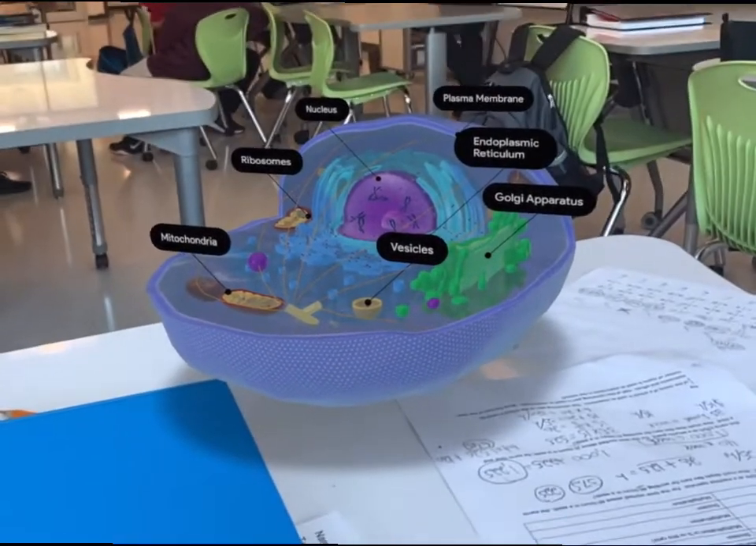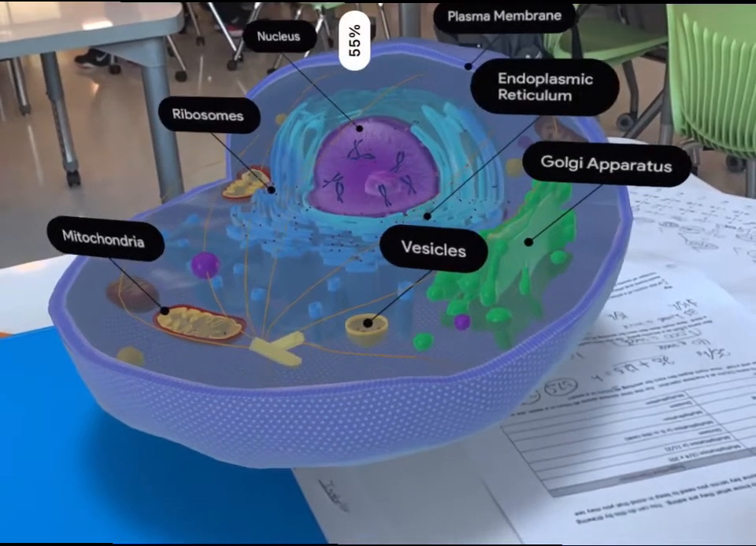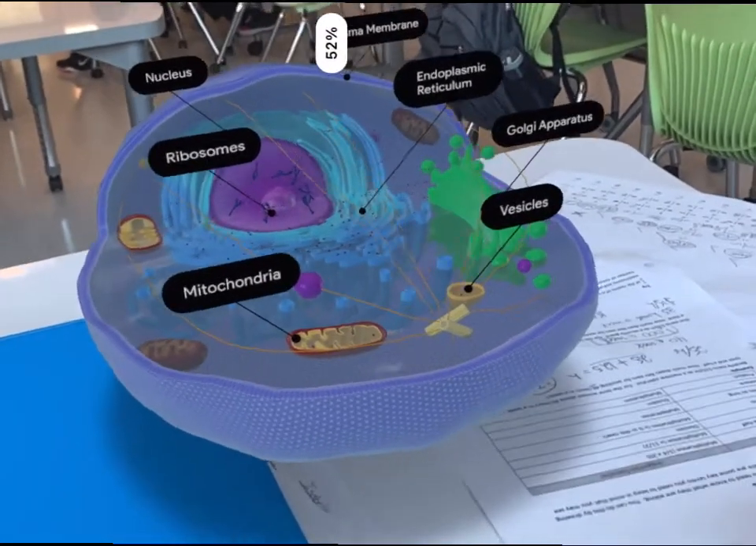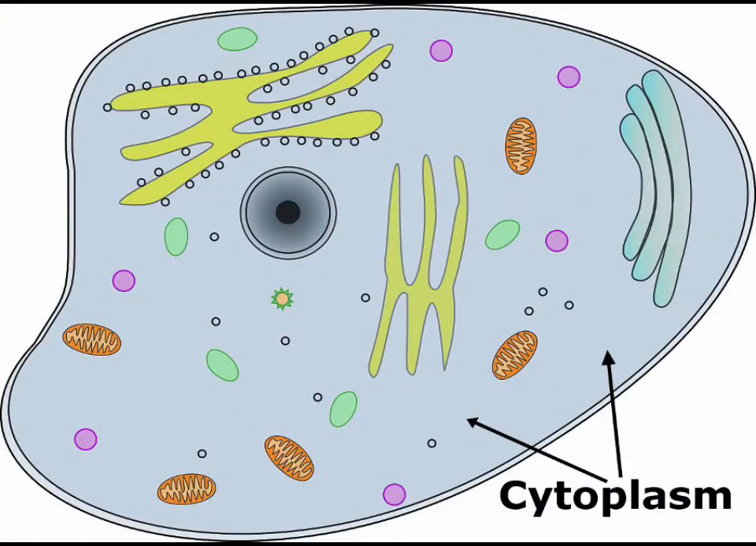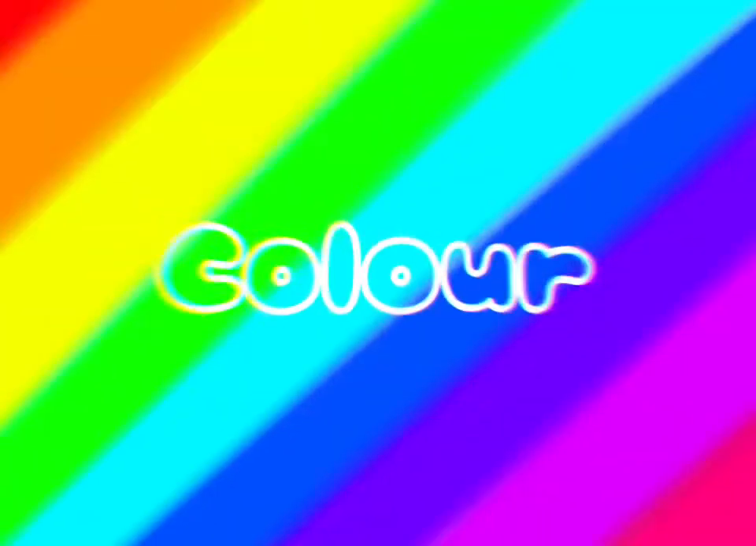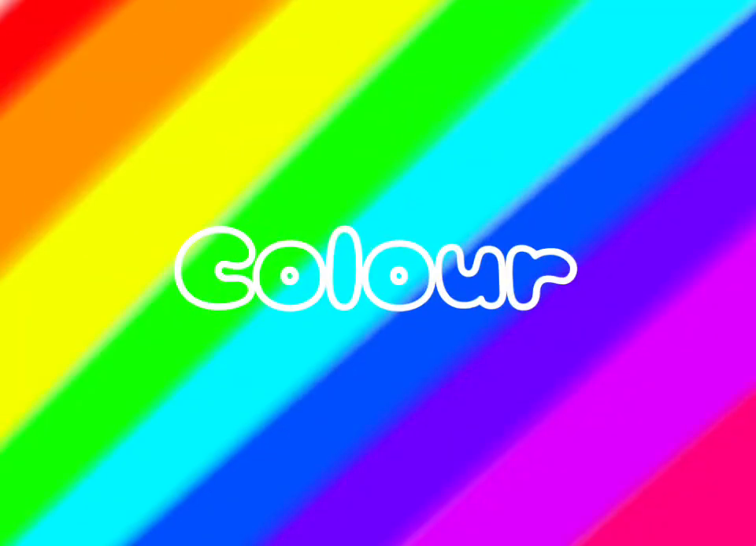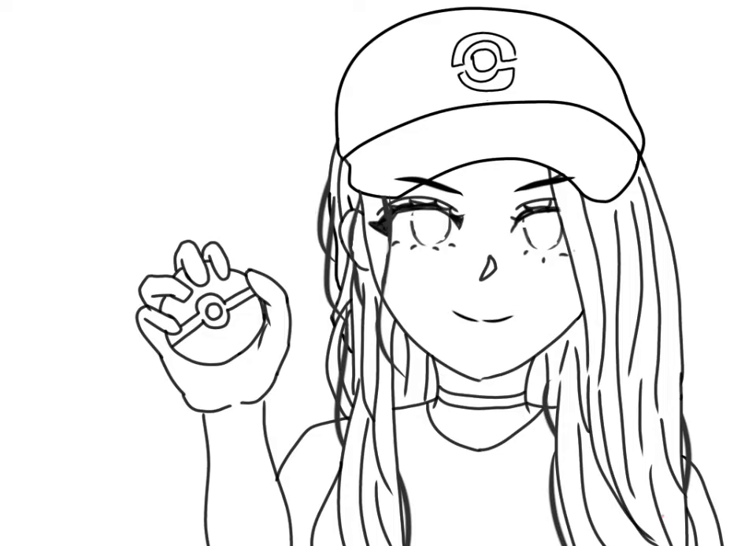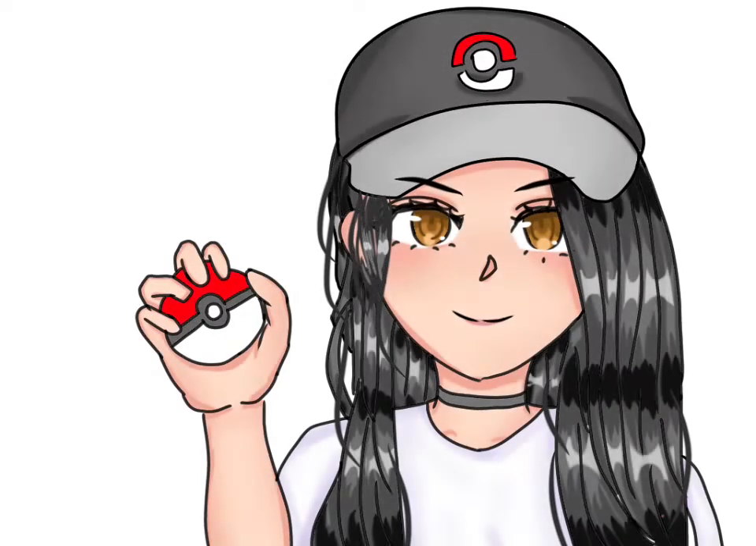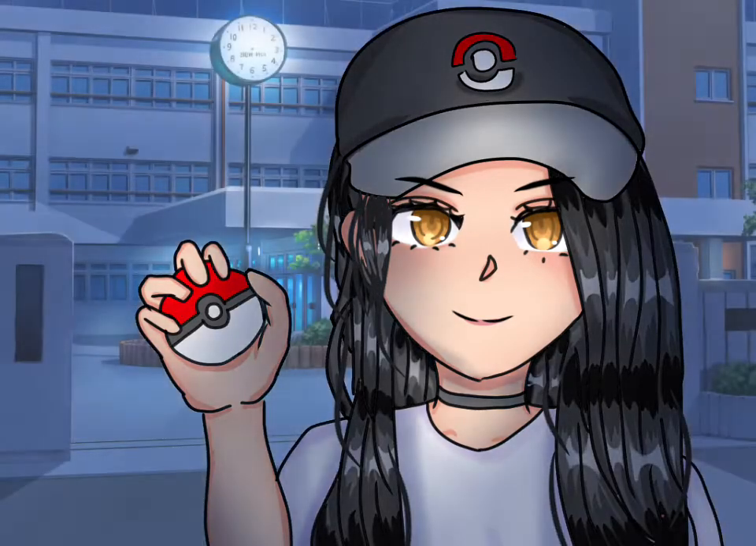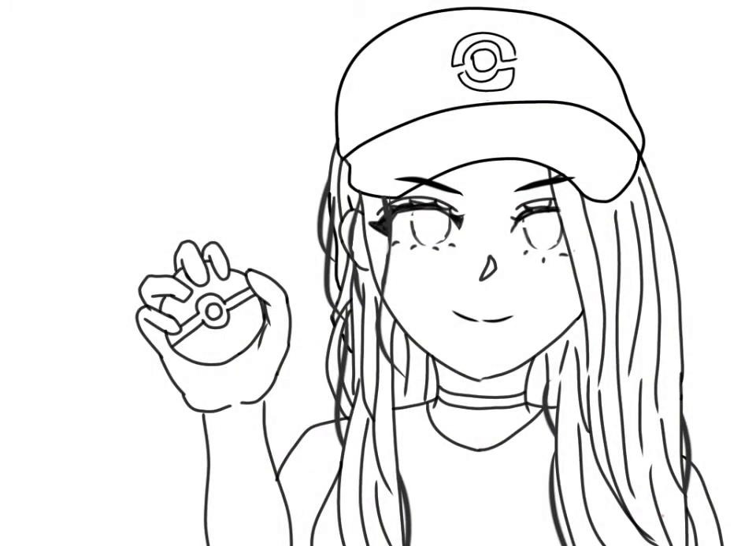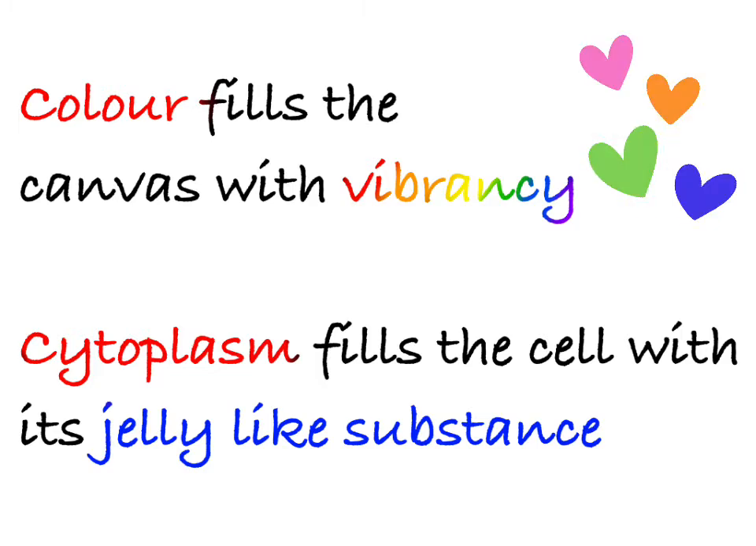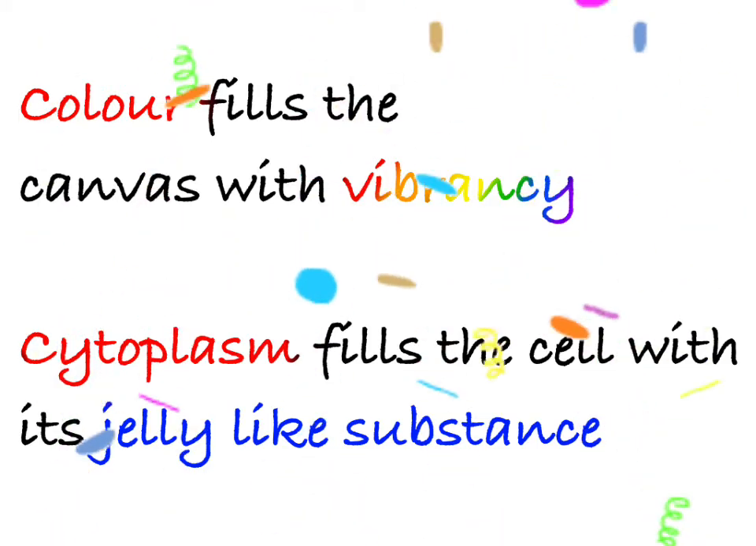All around inside the cell is cytoplasm. Cytoplasm is a jelly-like substance that surrounds other organelles and gives the cell shape. Cytoplasm is like color. Color surrounds the drawings on the canvas. It fills out the canvas and gives the canvas life. Without color, the drawings would be plain. Color fills the canvas with vibrancy, just like how cytoplasm fills the membrane with its jelly-like substance.